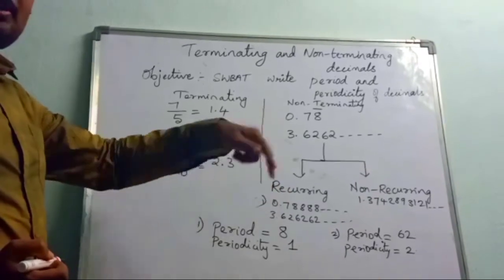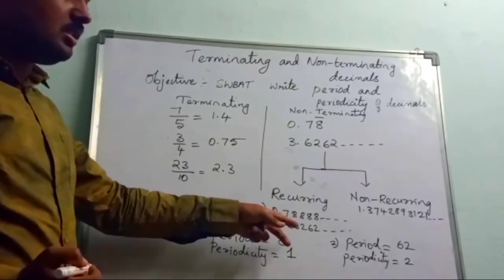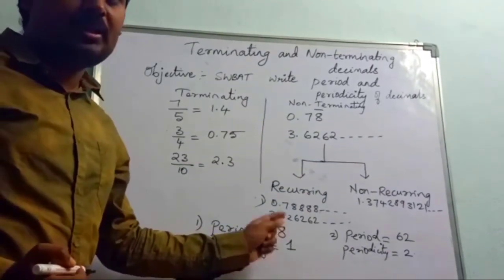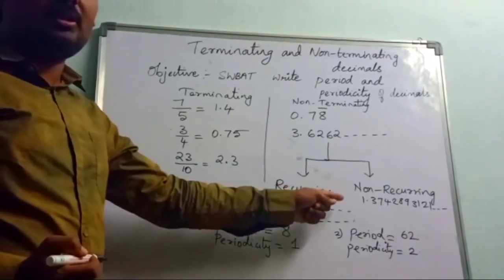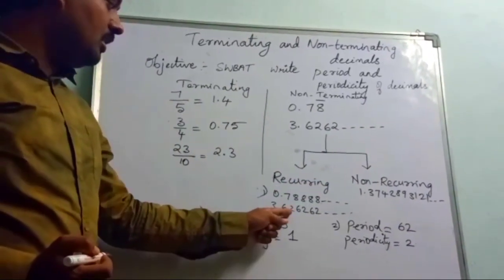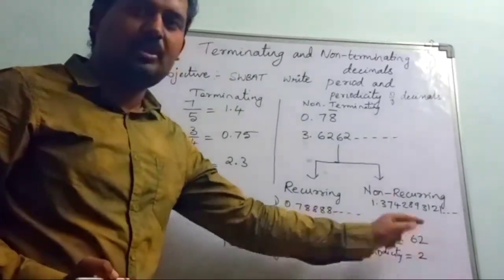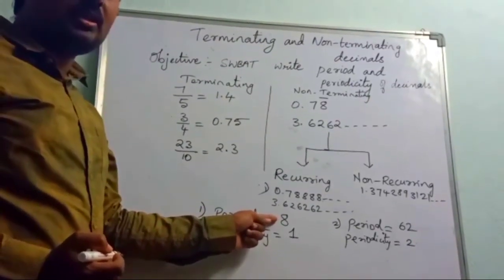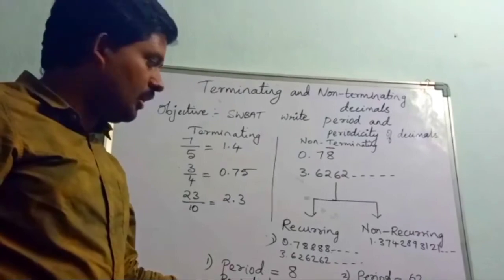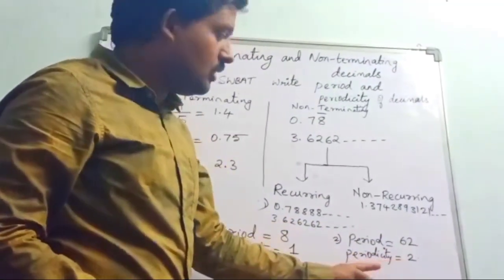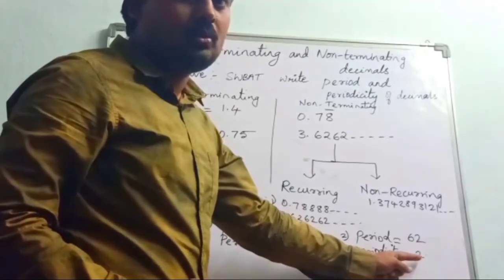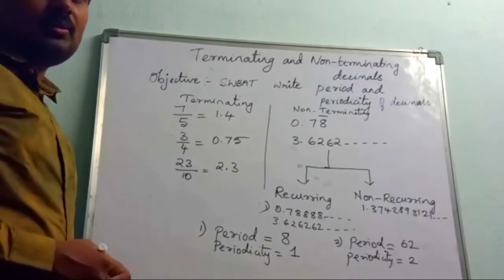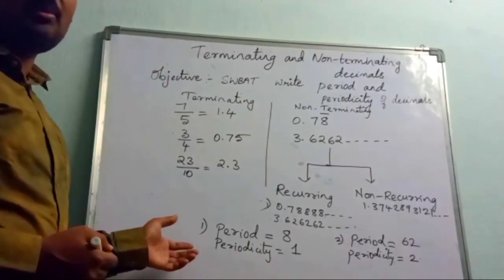So recurring decimals means repeating decimals. In these repeating decimals, the digits which are being repeated are called the period. So 8 is being repeated, so here 8 is the period. In this, 62 is repeated, so 62 is the period. Periodicity is the number of digits in the period. So in this period, how many digits do you have? 1 digit. In this you have 2 digits. So periodicity is 2. Okay. So this is what we have learned in this class. We'll again come back for learning some more in the next video.